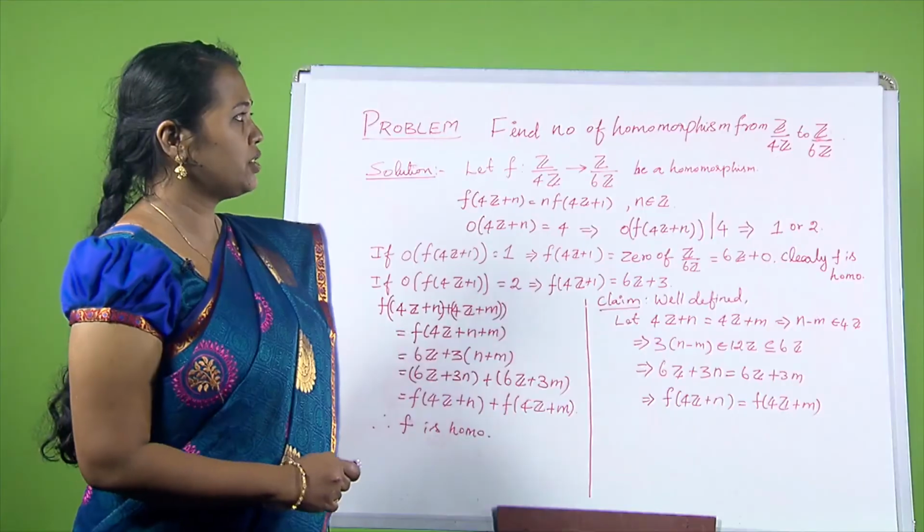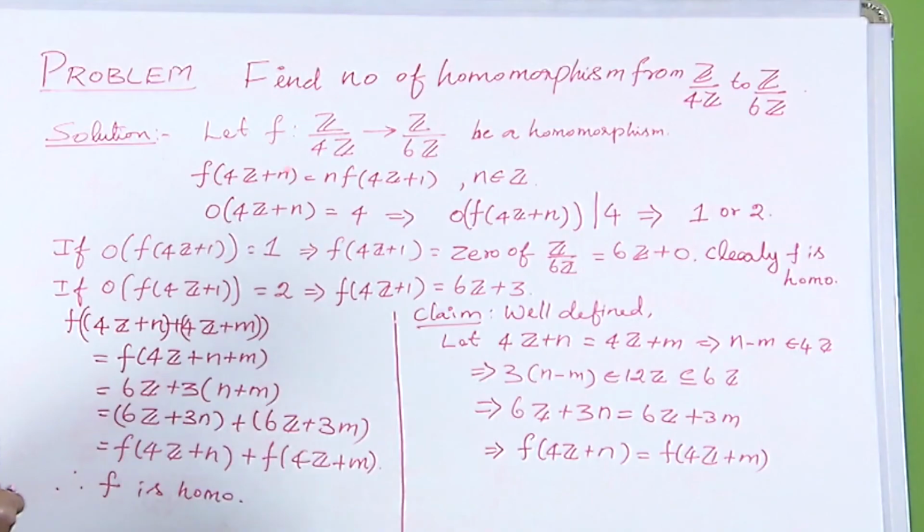Next, homomorphisms from Z/4Z to Z/6Z. Now let f be a homomorphism from Z/4Z to Z/6Z.